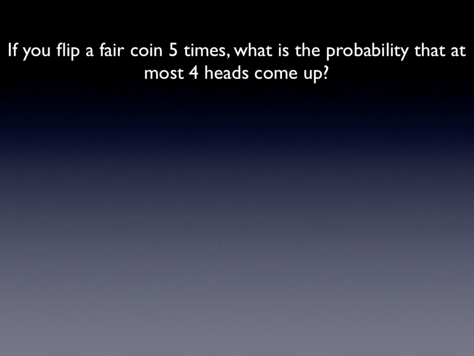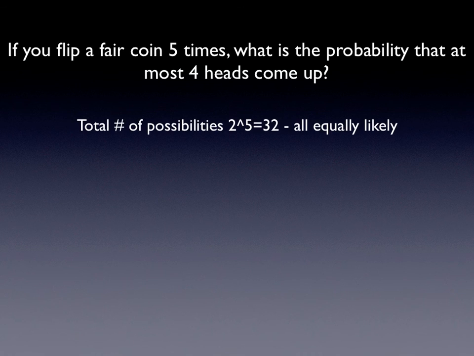Next question. If you flip a fair coin 5 times, what is the probability that at most 4 heads come up? The total number of possibilities is 2 to the 5th, because each coin will either be heads or tails, so there's 2 possibilities for each coin. So this 2 times 2 times 2 times 2 times 2 is 2 to the 5th, which equals 32. Also, these possibilities are all equally likely.